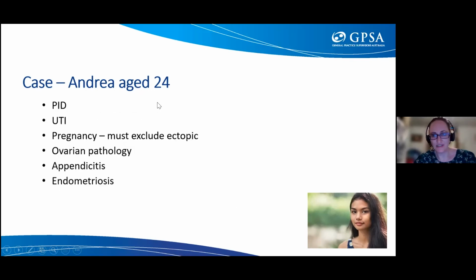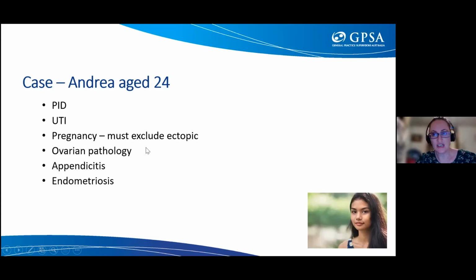So our differentials: PID, she had some urine symptoms, so potentially UTI. This woman is pregnant until proven negative. Even though she's got an IUD, there is still a very small risk of pregnancy. And if she does have a pregnancy with an IUD, there's a higher likelihood that it could be an ectopic. So we must exclude, in particular, ectopic pregnancy in this case.